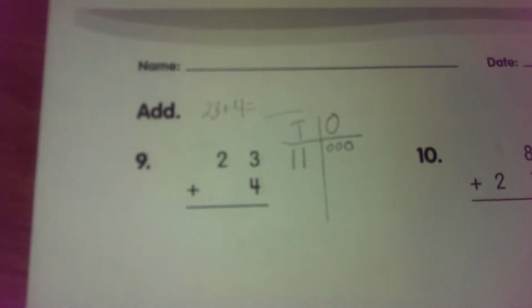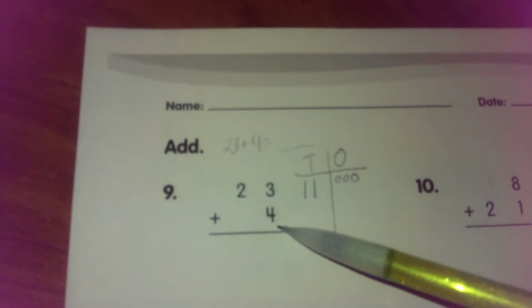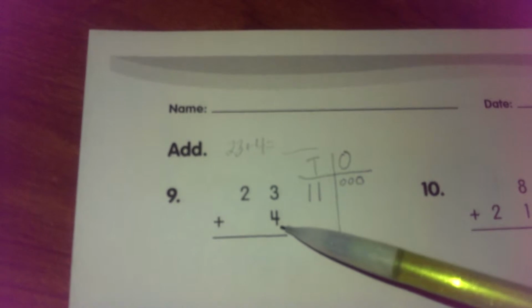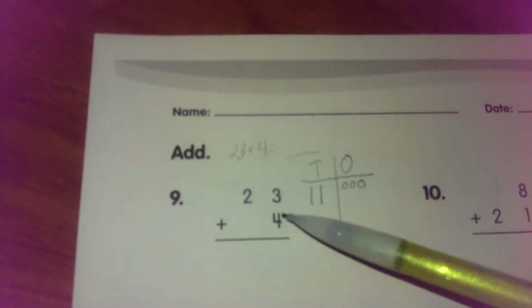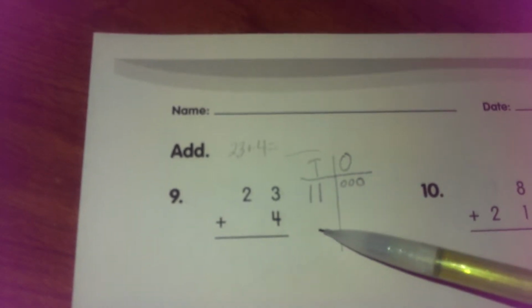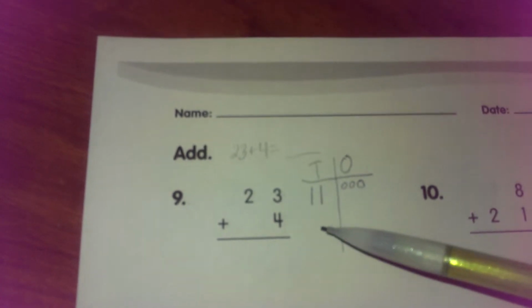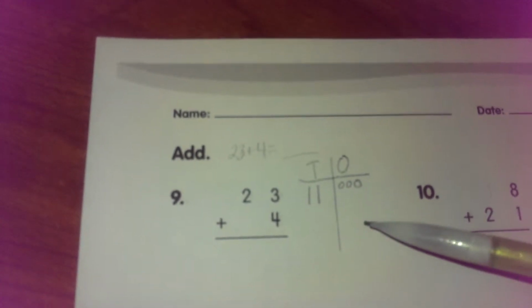So there's my 23. And then I want to add 4. But I need to think about it. 4, does it have any tens? As I look over, no, there aren't any tens. So I leave the tens place blank, and then it's going to be 4 ones. So I'll draw those 4 ones over here.